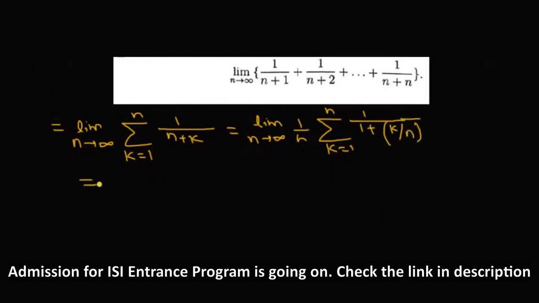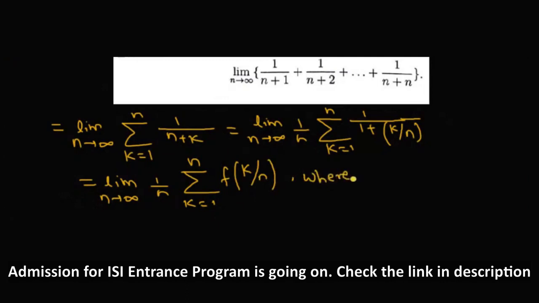I can write it as limit n tends to infinity, 1 by n summation of k goes from 1 to n f of k by n, where f(x) is equal to 1 by 1 plus x, and x belongs to real numbers except minus 1, because at x equals minus 1, f(x) is equal to 1 by 0, and this does not exist.